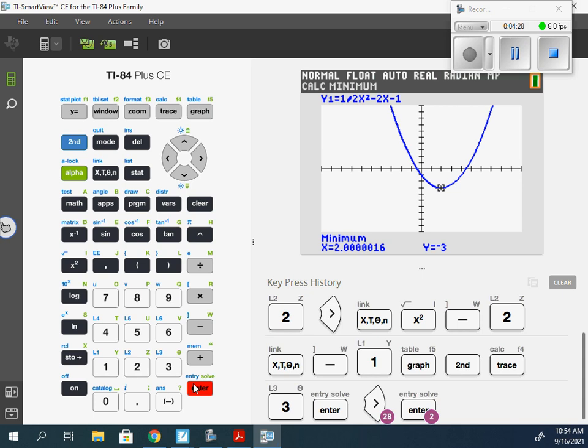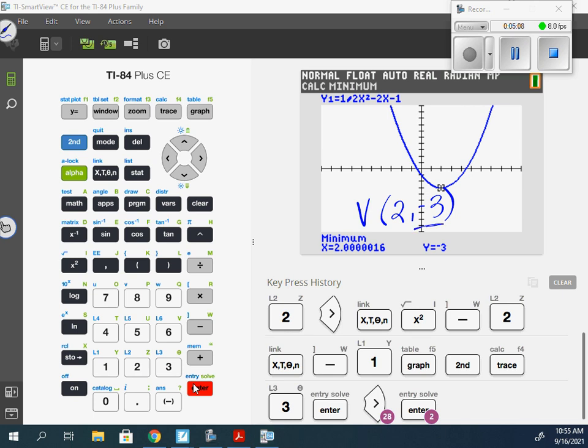So this minimum point is also going to be the vertex. So the vertex for this equation is going to be at the point what? What do y'all think? So this is right there. 2, -3. Now the point 0.0000016 is really just a pixel error, because again, it's using the actual graph in the pixels. So sometimes this can be just a little bit off, but the vertex is the point 2 comma negative 3.